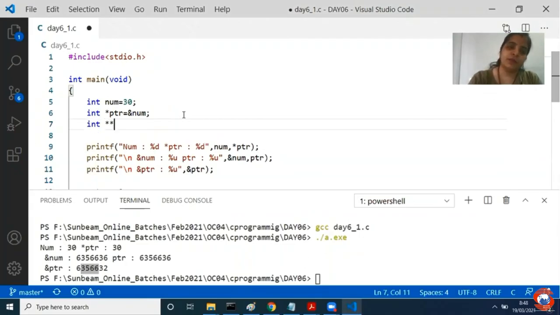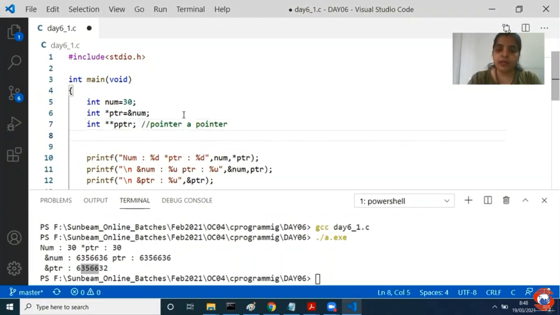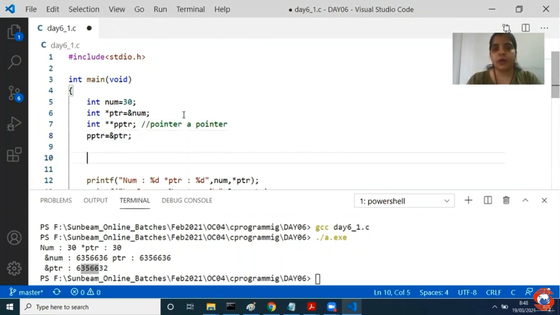Next, I'm writing int **pptr. Can you please tell me, is it a pointer to pointer? Yes. Now I tell the compiler that pptr has the capability to hold the address of ptr. This is called pointer definition. If you want to initialize on the same line, you can write int **pptr is equal to &ptr. Have you understood up to this point?